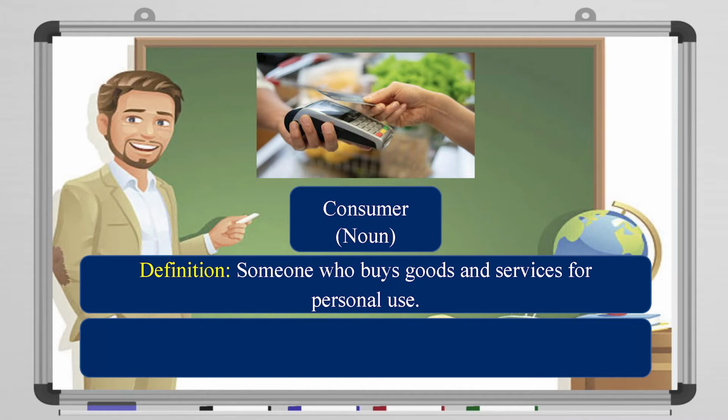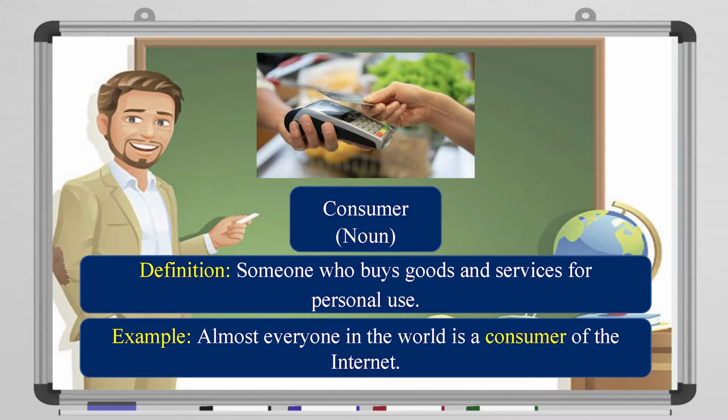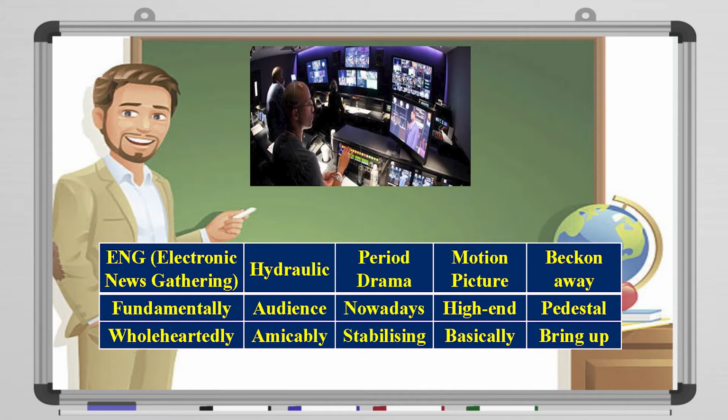Let's look at the example. Almost everyone in the world is a consumer of the internet, which is true. We all use the internet, so we are consumers of the internet. We use it. Okay, let's look at the next word. So we have a person who's sitting in front of a lot of screens. Did you get it? It might be a little bit difficult, right?